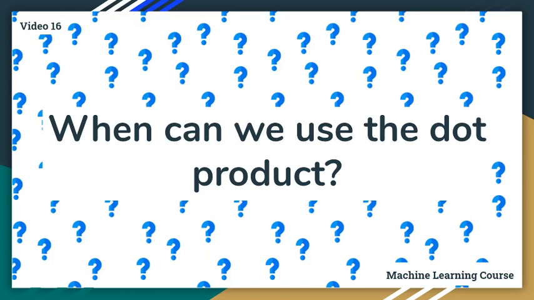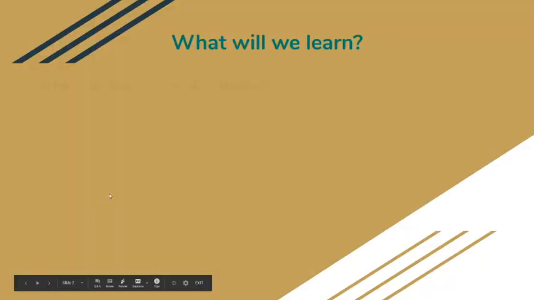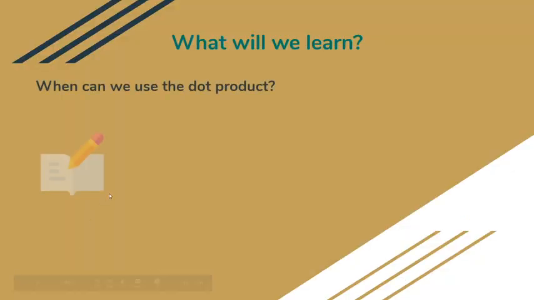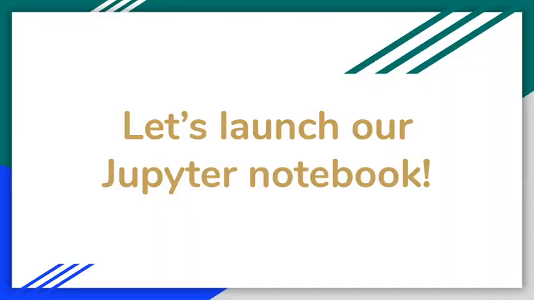Today we are going to be thinking about when we can use the dot product in NumPy. In the previous video we learnt what the dot product was and how to do it. Today we're going to be focusing on when we can use the dot product, and I'll also give you an exercise that uses the Pandas library as well. So let's go ahead and launch our Jupyter notebook.